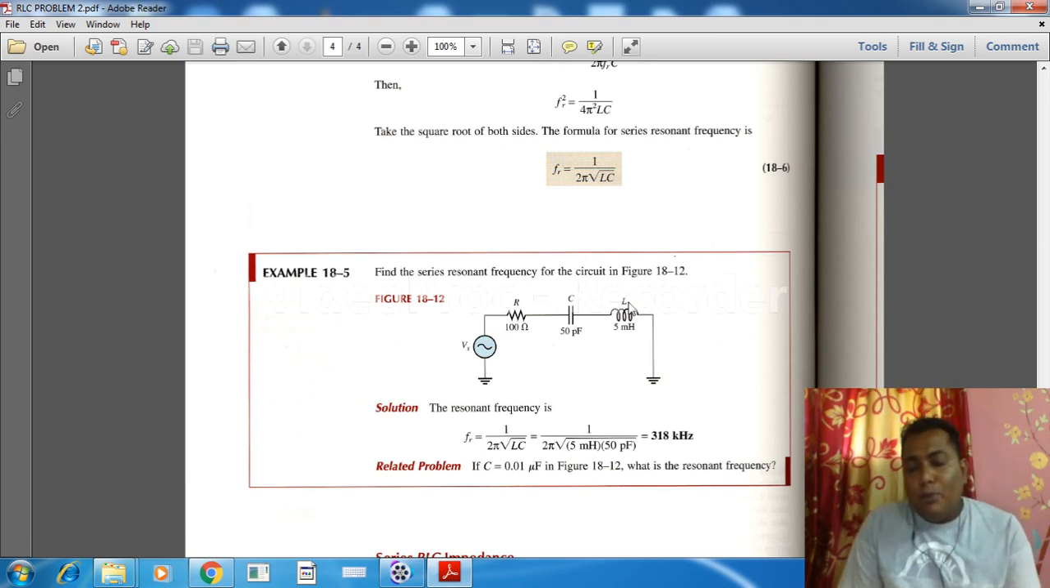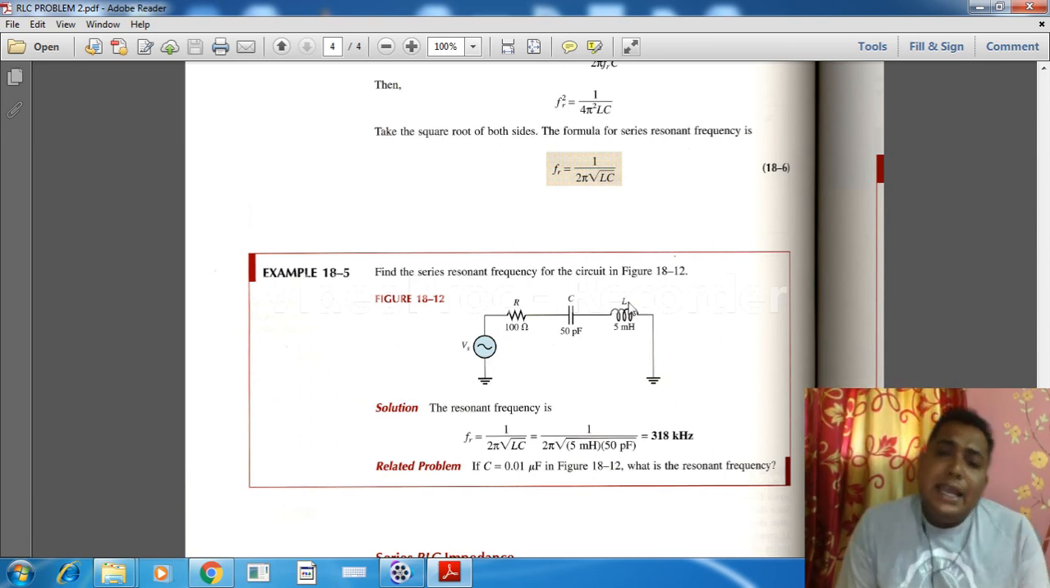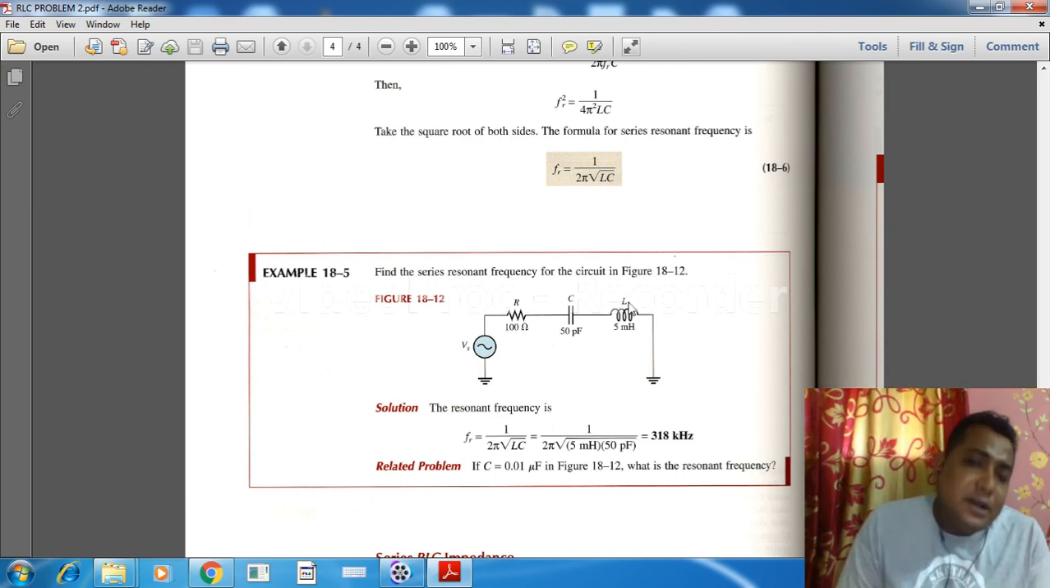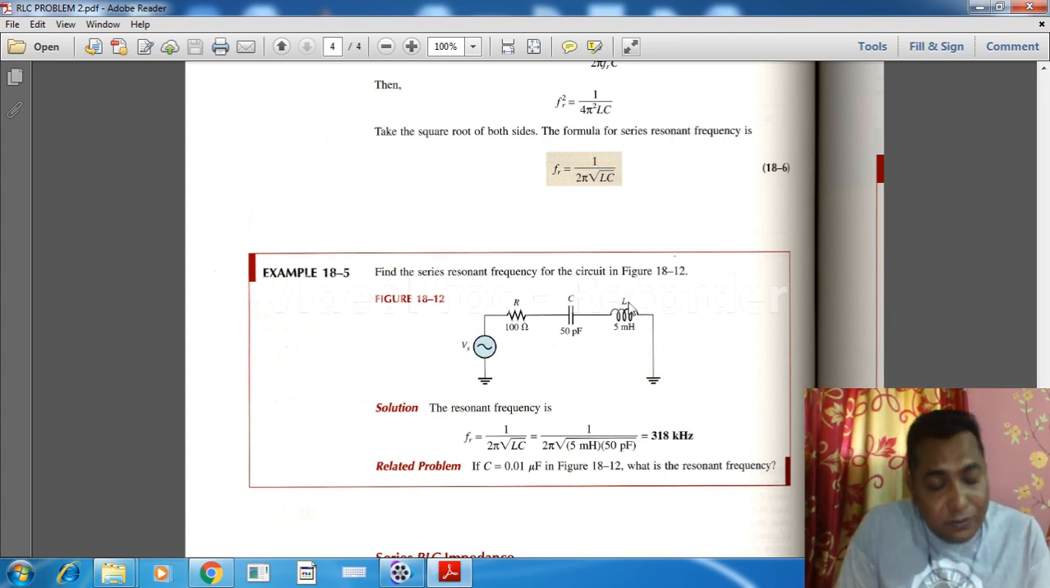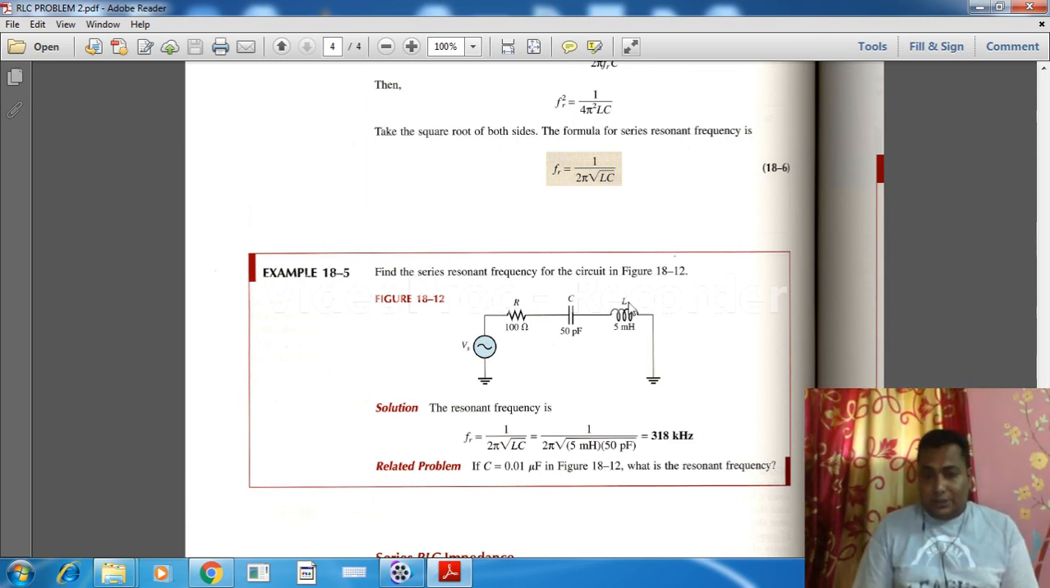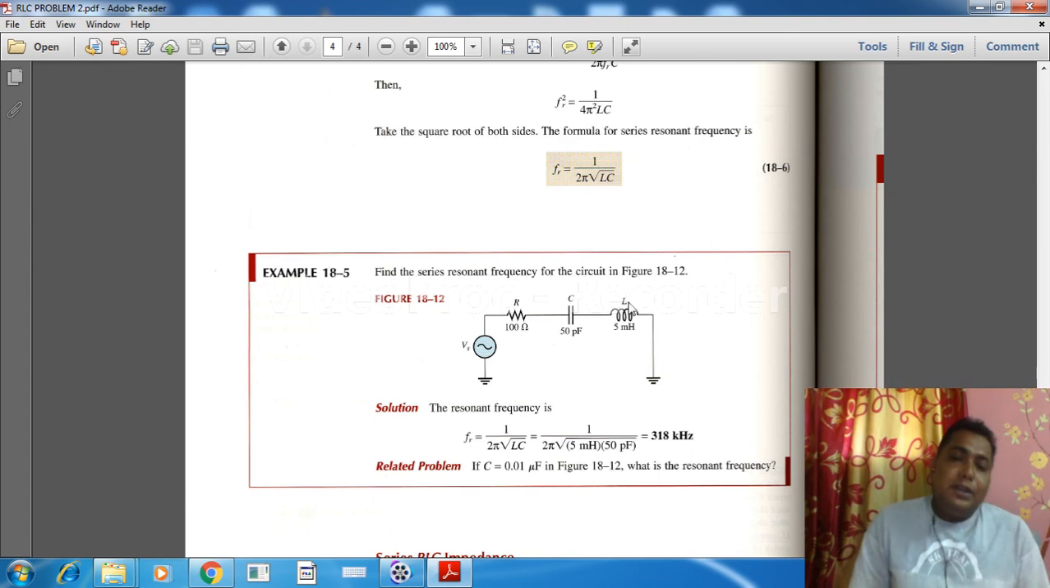And one more thing is there. At resonating condition, L and C are not effective at that moment. So we can say that as the resistance is working only, there must not be any leading or lagging, there must not be any phase angle. So we can say that in an RLC series circuit, when resonance occurs, the circuit works at unity power factor.